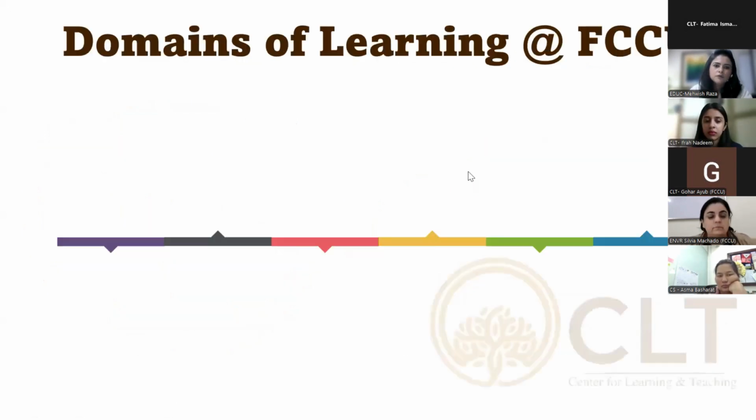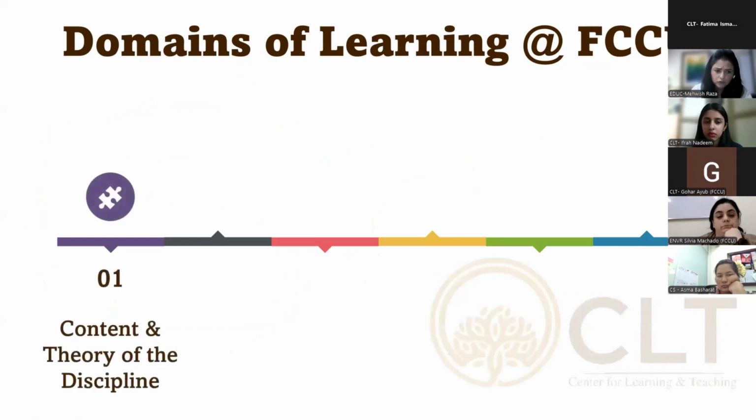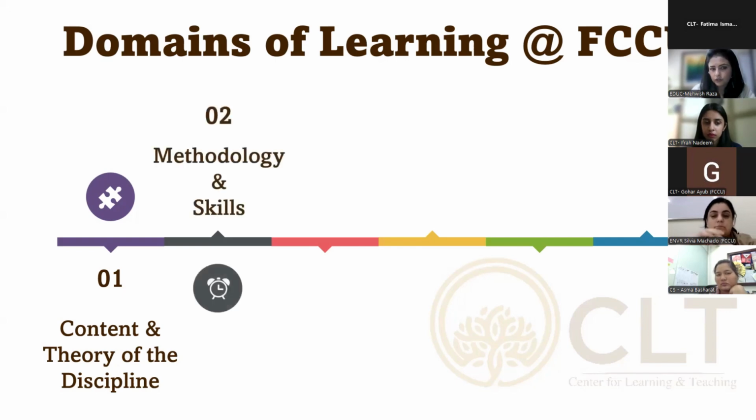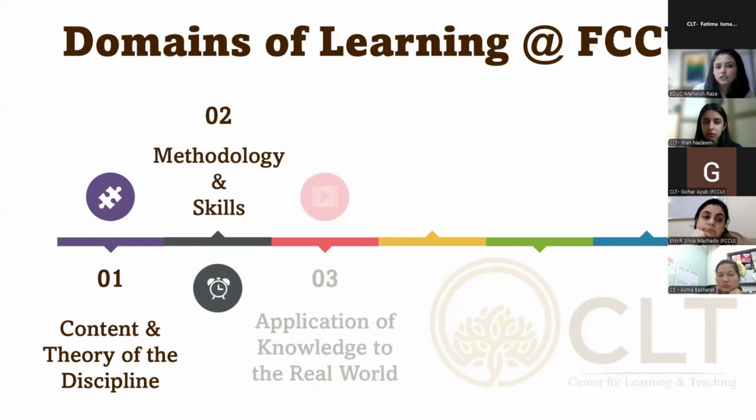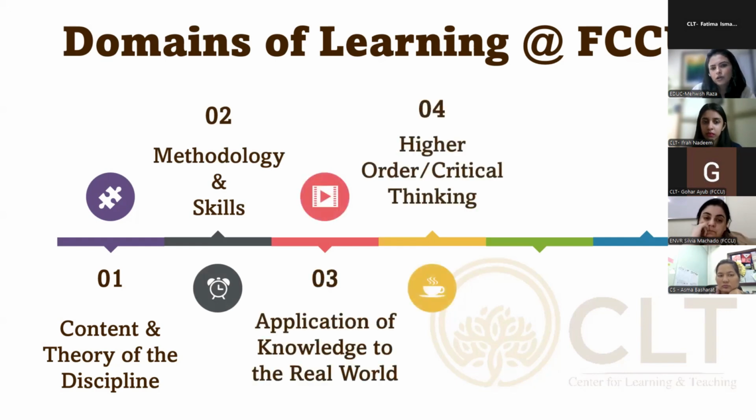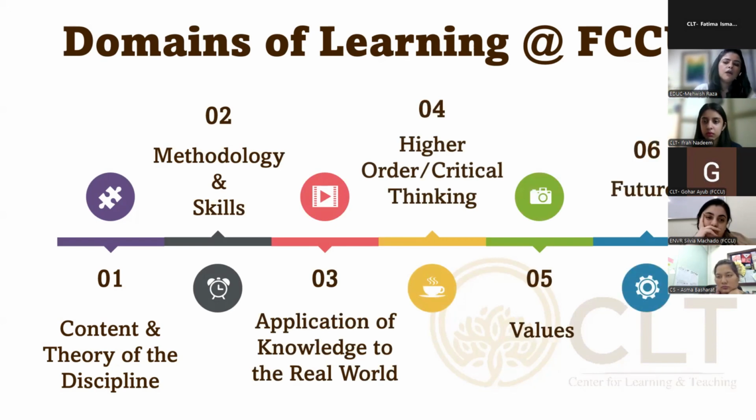Last time we talked about domains of learning at FC, so just a quick recap of that. The Vice Rector's Office expects all the faculty members to have course outlines in such a way that there is content and theory of the discipline, some sort of methodology and skills, application of knowledge, higher order thinking skills, a component on value education, and of course students have to be prepared for the future, which means their next stages in the academic journey or professional careers.